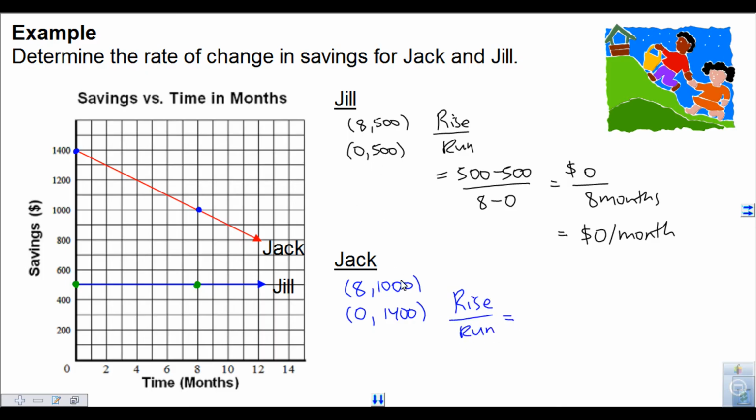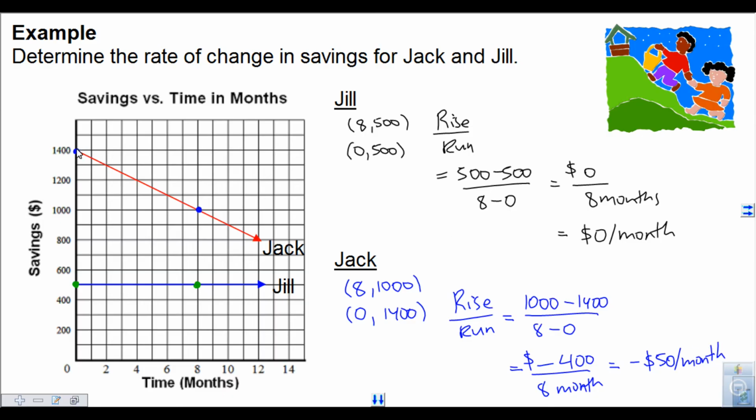All right, now when we calculate the rise over run here, okay, we're going to find the difference between the two. And just like the example on the top, we'll do the top number minus the bottom number. So it's actually going to be 1000, take away 1400, and then divide that by 8 minus 0. So actually on the top, we're going to get negative $400 over 8 months. And so if we divide those two values, you're going to get negative $50 per month.